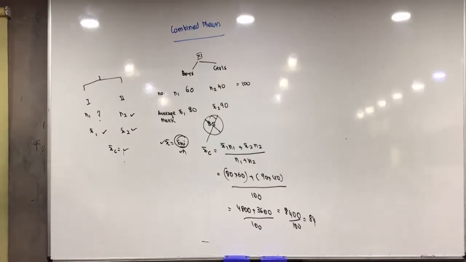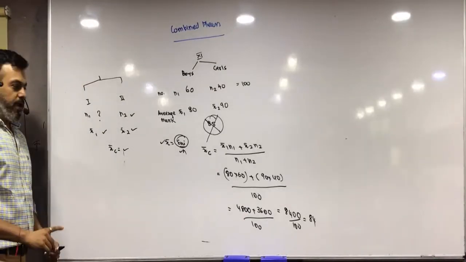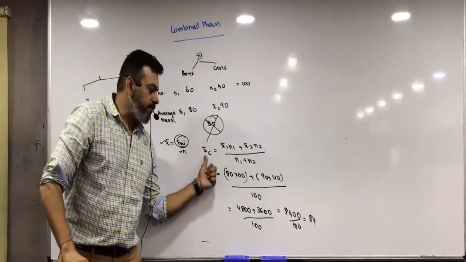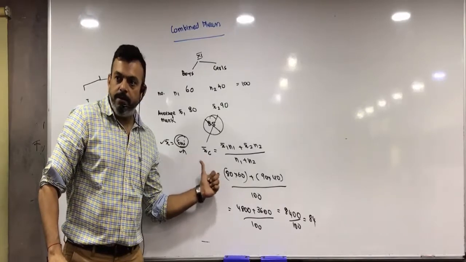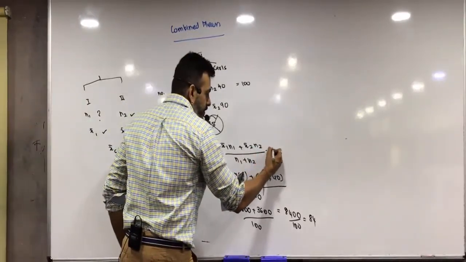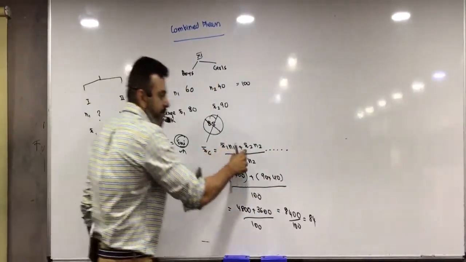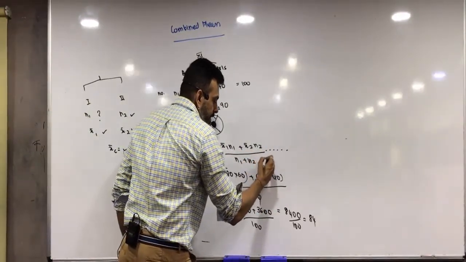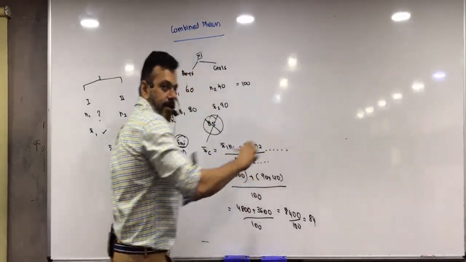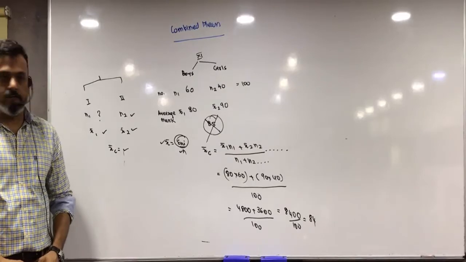missing. Pata chala? You just don't write the formula directly from the paragraph and start doing, because it can happen that this information is already given. Pata chal gaya sabko? Now, if there are 3 groups, then the formula will extend. So it will be x bar 3 n3. Over here it will be plus n3, n4, n5. Understood this? Combined mean ka formula pata chala sabko?